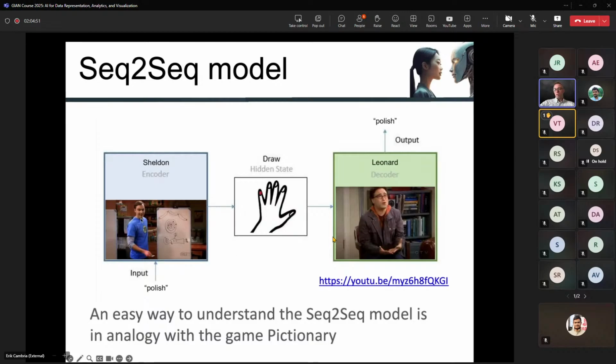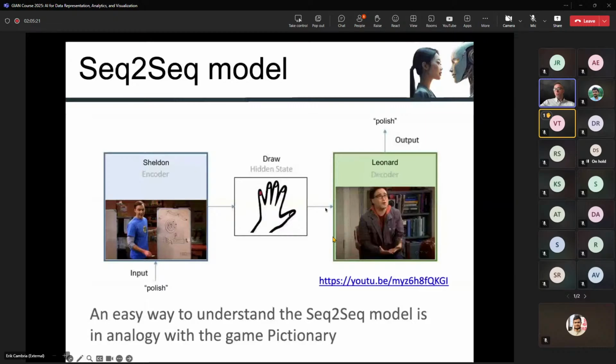So you, in this case, would be the encoder, the one that has to encode the meaning, the information of what you read, in this case, Polish. Then you present this compressed or hidden state to your friend, and your friend has to decode the meaning into the same word that you read without communicating the same word. Now, in the game of Pictionary, it's just a game, but why can this be useful?